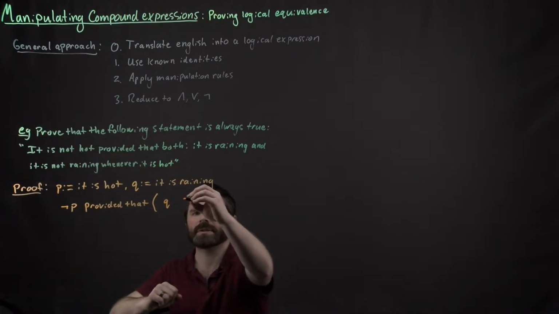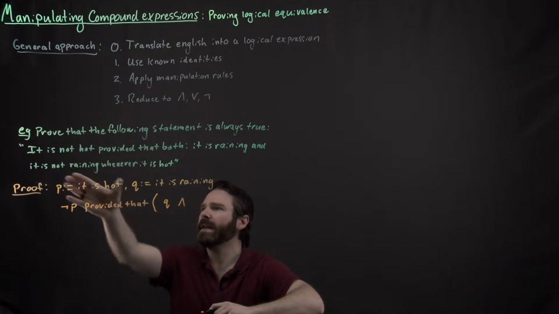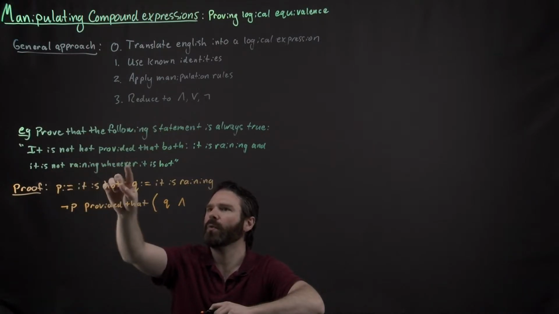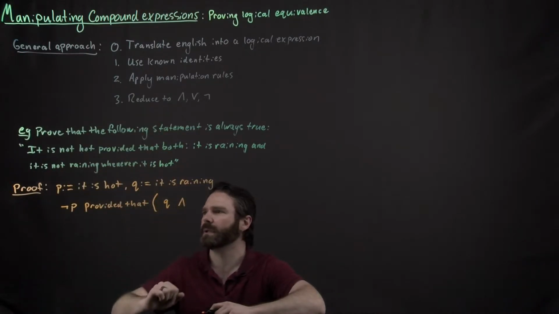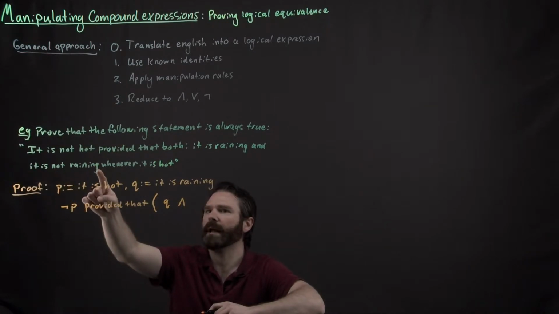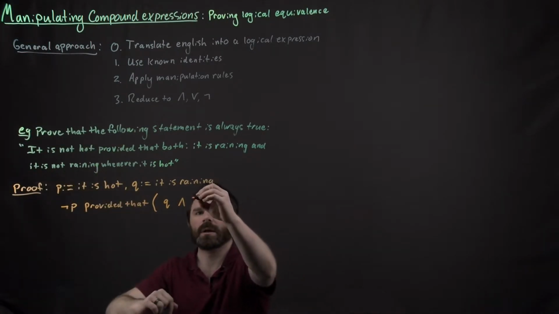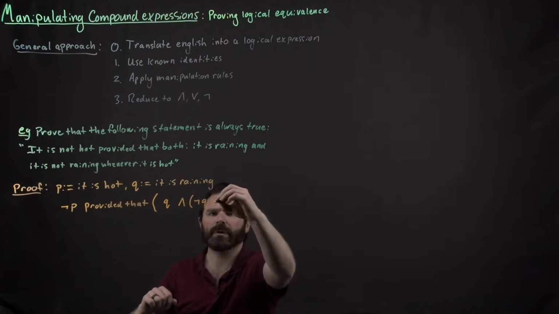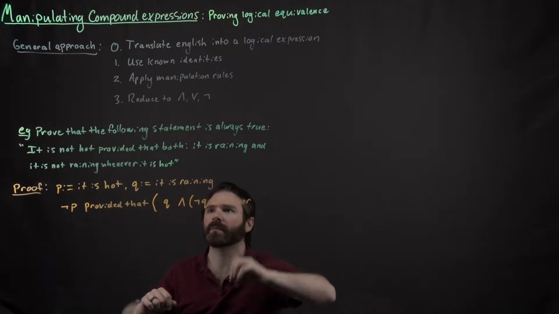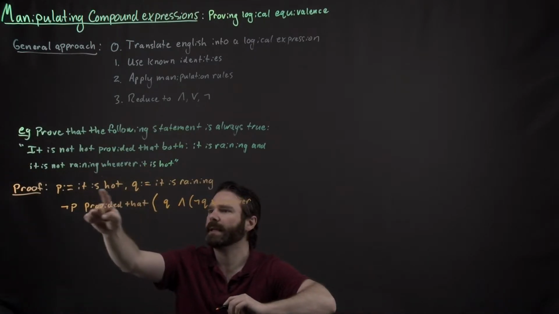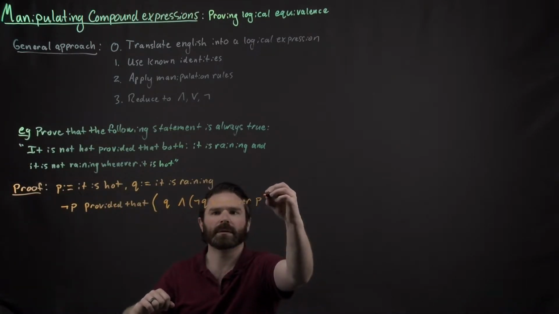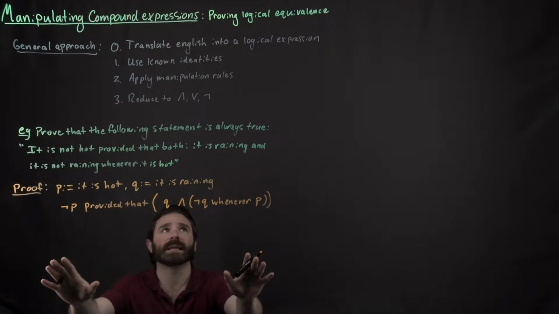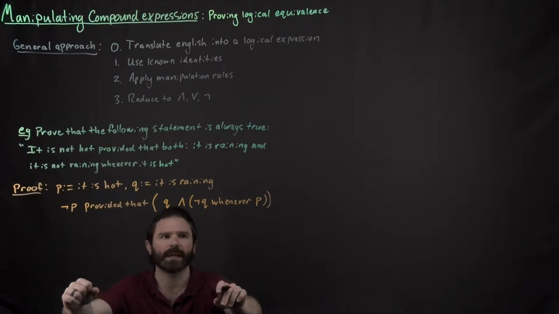We have a both, so that was an and, then we have this piece right here. It is not raining whenever it is hot. Okay? It is not raining. So that would be not Q. And then I'm going to leave the whenever. It is hot. Well, it is hot was P right here. Fantastic. So I'm one step closer to getting a logical expression for this sentence.